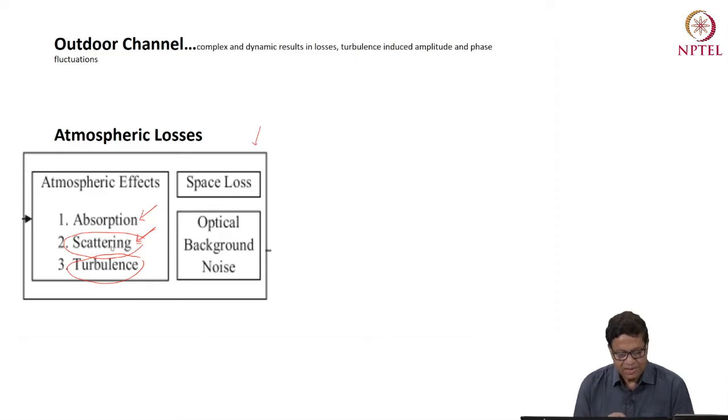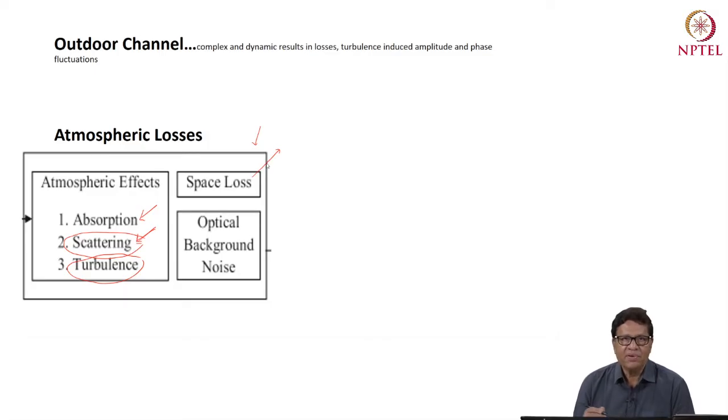Absorption, scattering, and turbulence. So these are the atmospheric effects. And how do we model these things, and how do we mitigate the effect, that also we will be studying under this outdoor channel. And then there is a free space loss which is happening when the light is traveling from one place to another place.